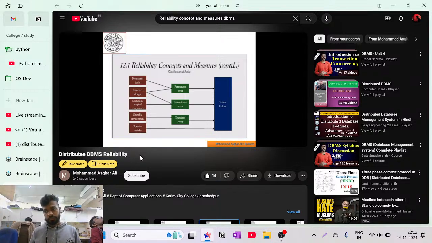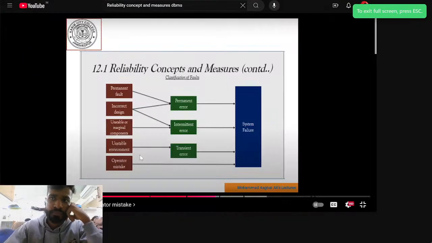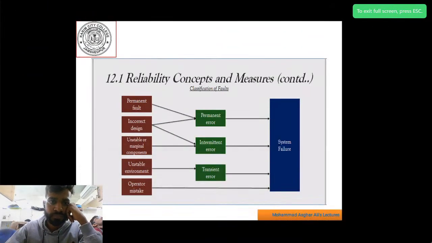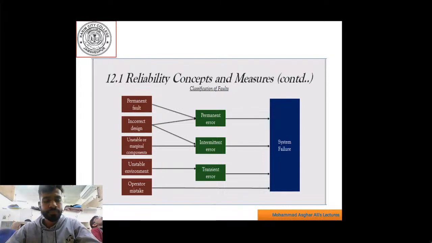The relationship between various types of faults and failures is given in the figure. It shows the different types of faults: permanent fault, incorrect design fault, unstable hardware component, unstable environment, operator mistake. These are all distinguished into permanent, intermittent, and transient errors.